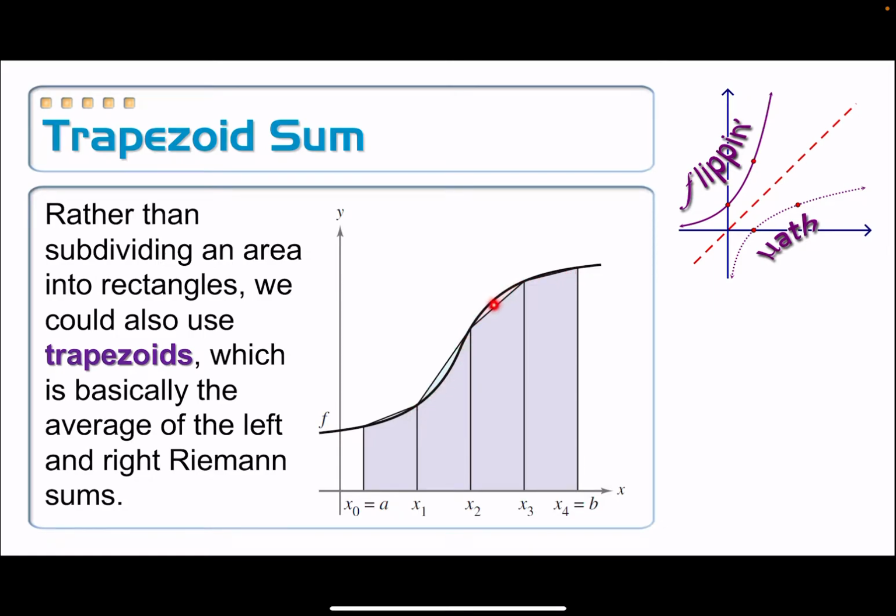Sure, we have a little bit, not enough here. We got a little bit too much here, a little bit too much here, but it's certainly closer than the left Riemann sum and the right Riemann sum individually. But you know what? The trapezoid is basically the average of the left and the right Riemann sums.